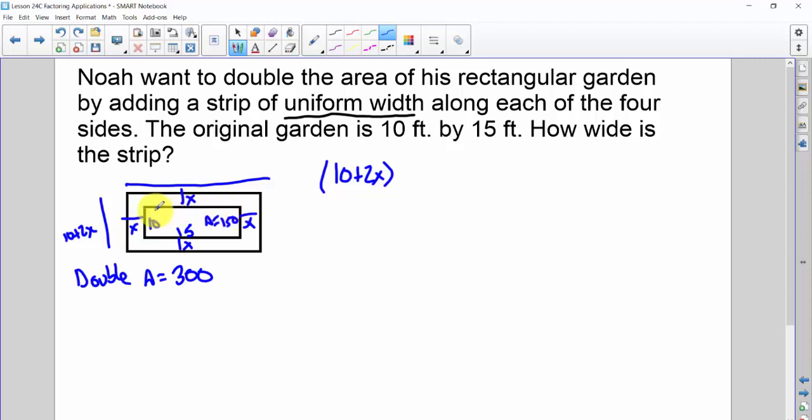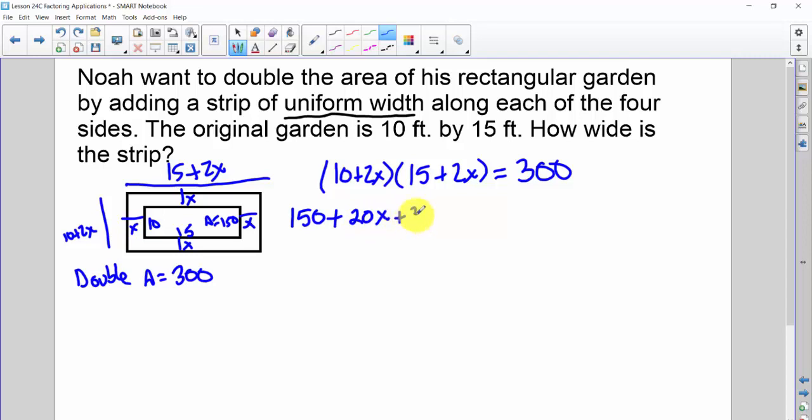Likewise, if this were 15 to begin with and I threw on an x here and an x here, that's 15 plus 2x. And now I'm going to multiply the length by the width and get the new area, which is 300. FOIL all this out. I've got 150 plus 20x plus 30x plus 4x squared equals 300.